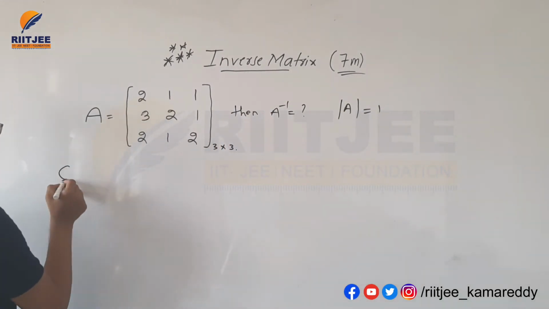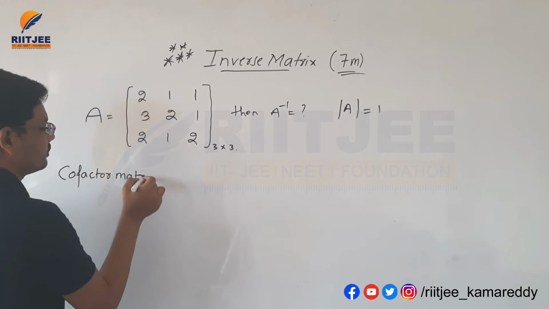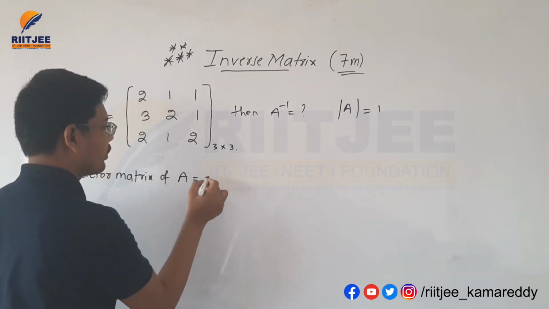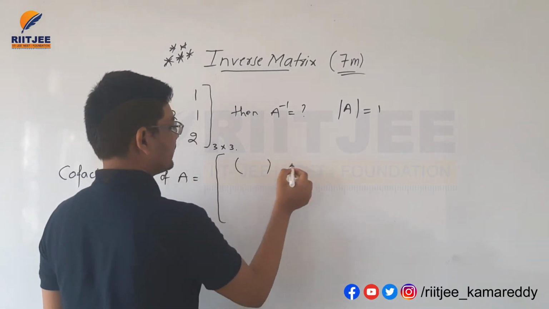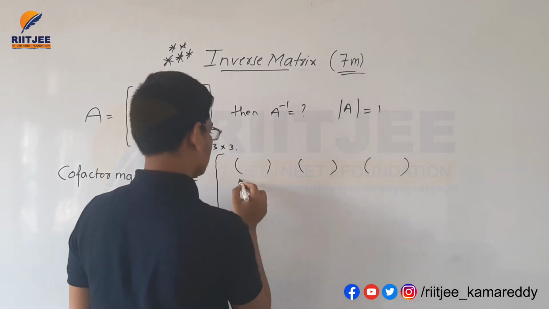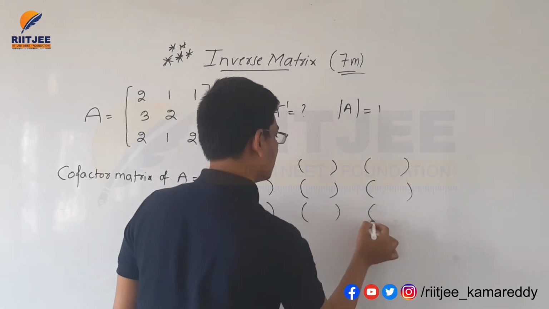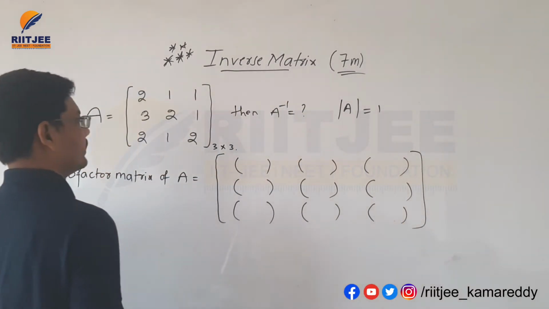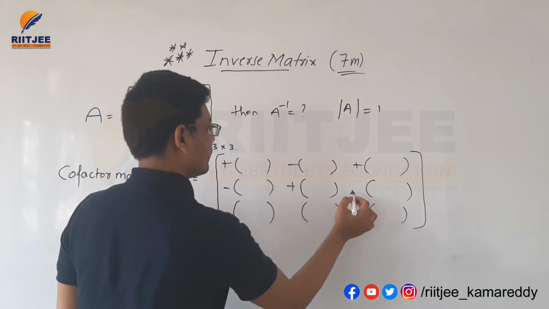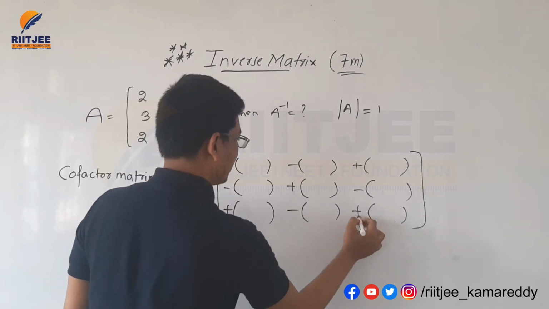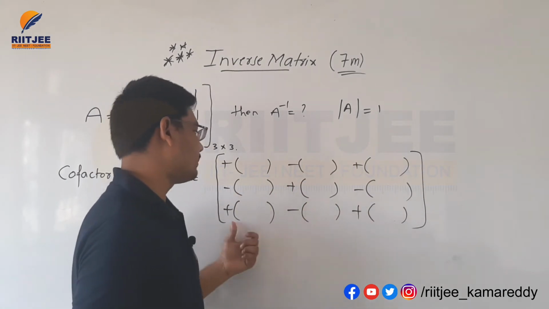Next, cofactor matrix of A. I am writing the cofactor matrix here. The steps to write the cofactor matrix here: place 9 braces here, simply easily you can find here, and next keep signs here, plus minus plus minus plus minus plus minus plus. Alternately you need to choose the signs plus minus plus minus plus minus plus minus plus.